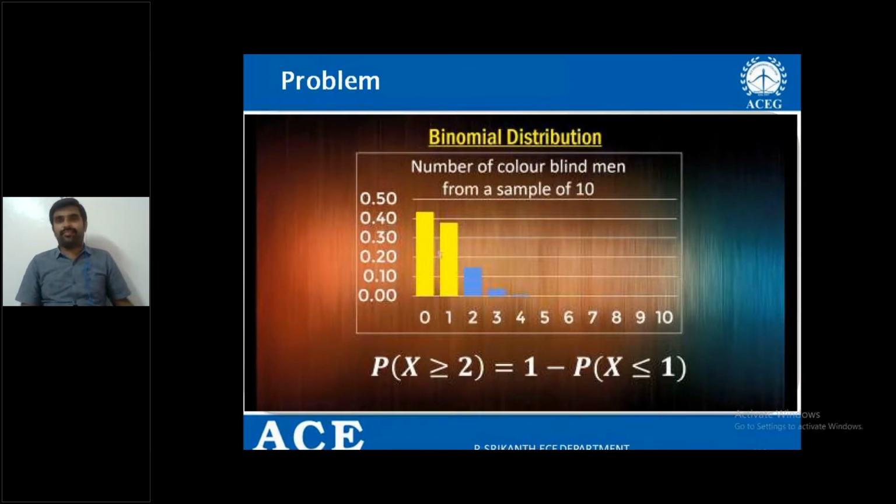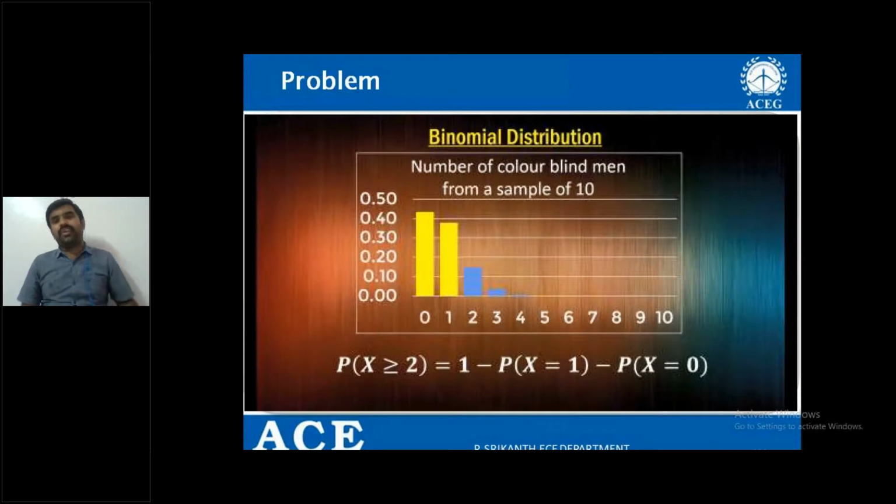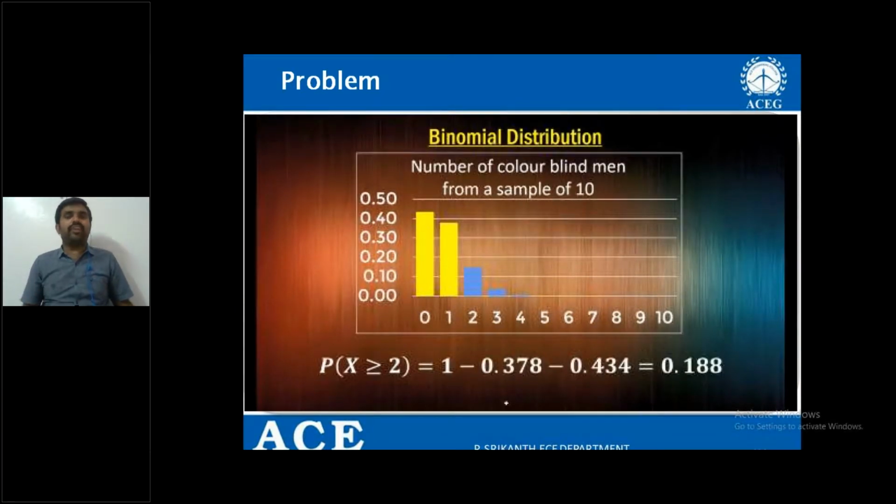In the discrete case, I can say x less than 2 or x less than or equal to 1, right? So 1 minus probability of x less than or equal to 1, in the sense 1 minus P of x equal to 0 minus P of x equal to 1. Only two probability values we have before 2, right? 1 minus P of x equal to 1 minus P of x equal to 0. You just substitute the values, you will get the probability value. That is the fourth question given in the problem.